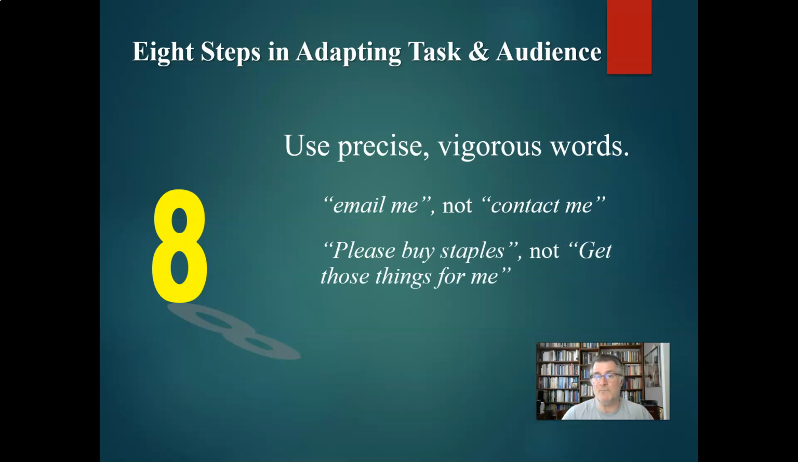It's sometimes that simple. When you're asking someone to do something, try to be as precise as possible. Please buy staples, please buy paper clips or pencils or whatever, rather than "get those things for me." It's almost like you're being dismissive. You don't want to talk that way. You want to be able to speak clearly. So, please buy staples.